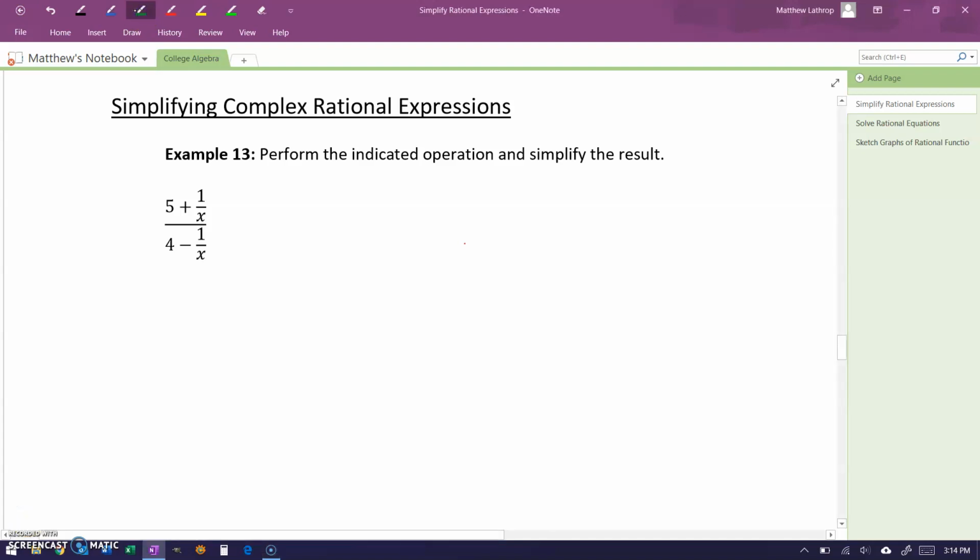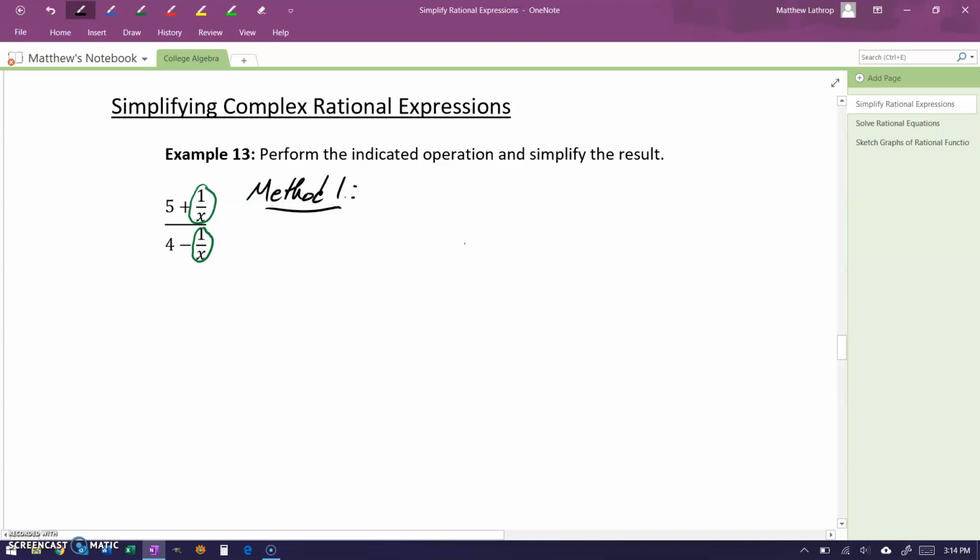A complex rational expression is a rational expression that has rational expressions within it. So in this case, 5 plus 1 over x and 4 minus 1 over x are both rational expressions, but then each one has the rational expression 1 over x contained inside it. Essentially, we're dealing with more complicated expressions. We're going to look at two different methods for how we could approach this problem.